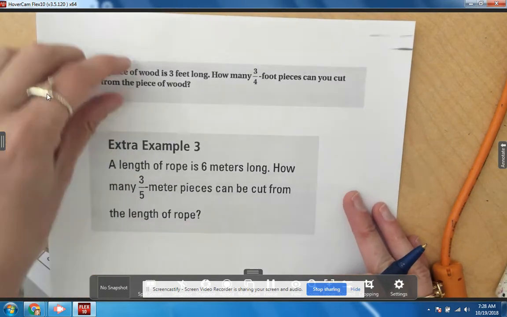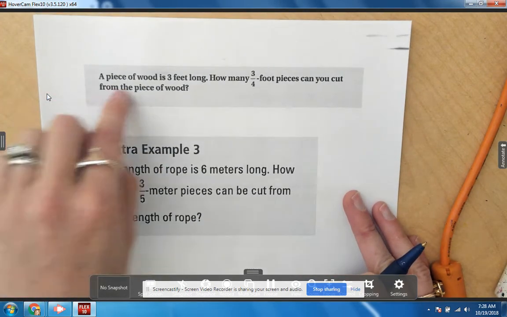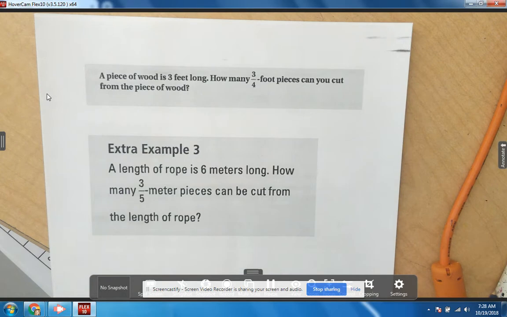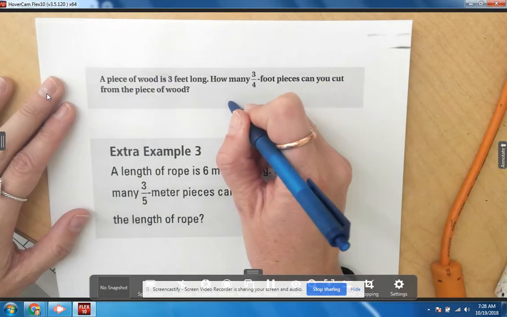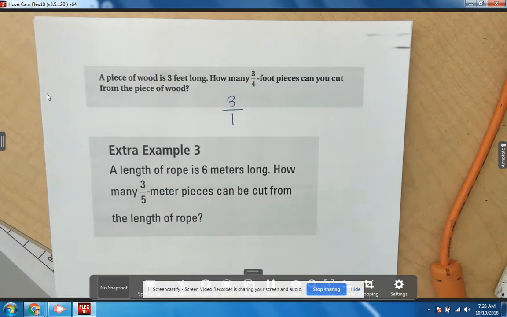Okay, I'm going to have you guys try this one. This is a word problem, but it's still just dividing fractions, but you have to figure out which number goes first because with division, order matters. It says a piece of wood is 3 feet long. How many 3/4 foot pieces can you cut from the piece of wood? You have to determine which number represents the entire amount of wood, and that would be the 3, because the piece of wood is 3 feet long. So that is the first number, whichever number represents the entire piece of whatever they're talking about.